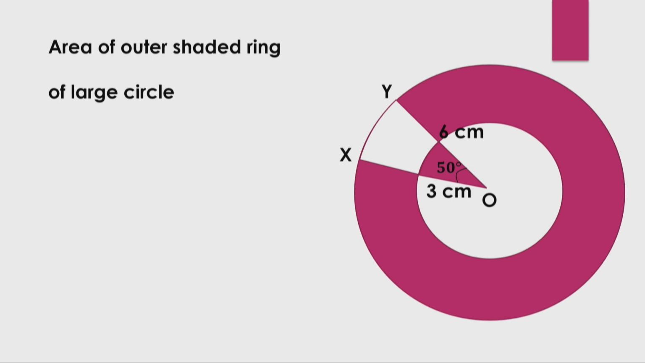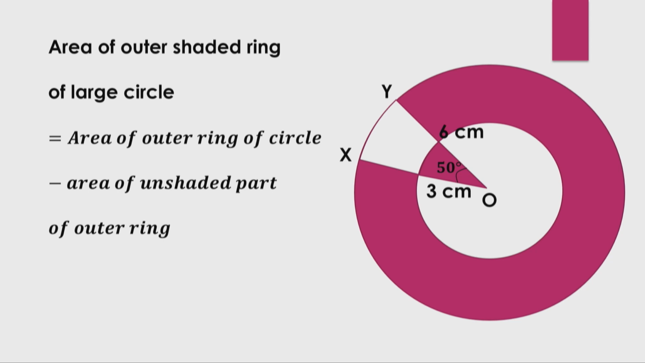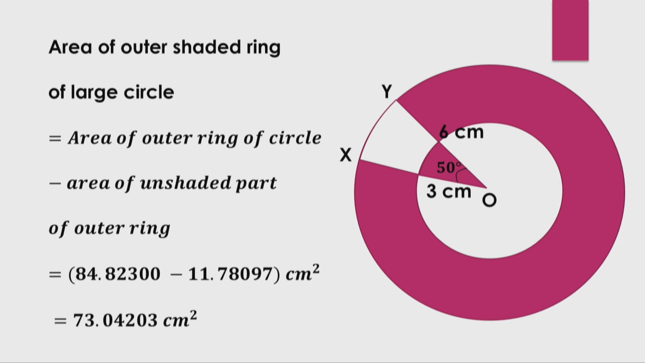Area of outer shaded ring of large circle is equal to area of outer ring of circle minus area of unshaded part of the outer ring, which is equal to 84.82300 minus 11.78097. Evaluating this, we get 73.04203 centimeters squared.